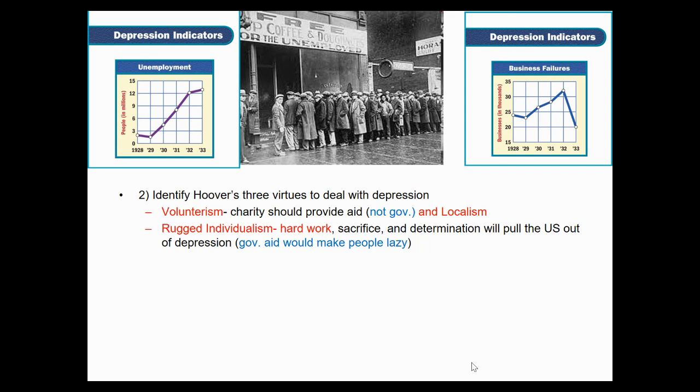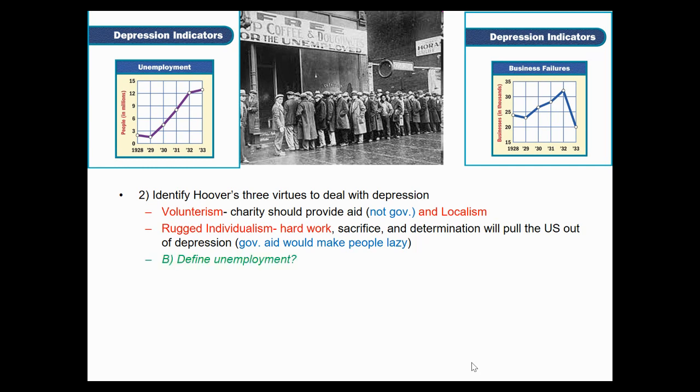Also, Hoover said the problem is if the federal government gets involved, it will take away from the determination of Americans. It's called rugged individualism. America is a country founded on hard work and sacrifice and determination, and if the government starts giving money to people, that will make people lazy when they're unemployed.